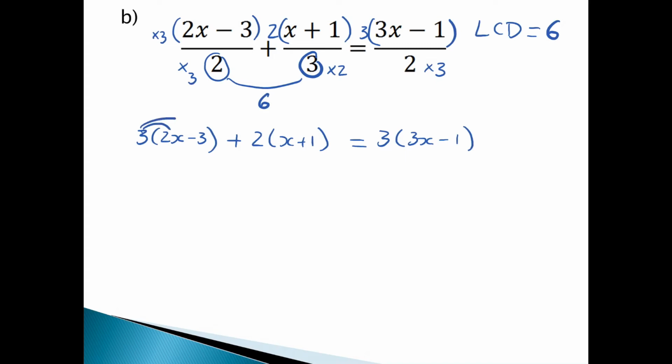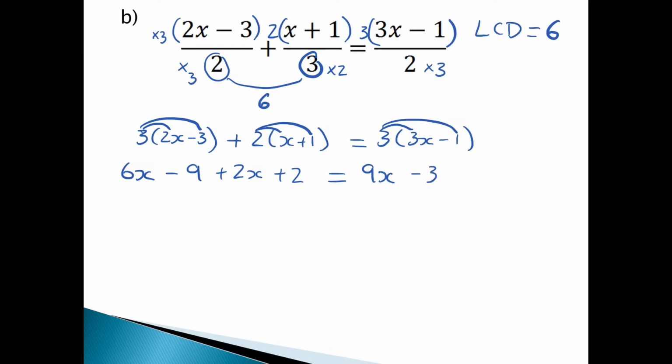So I'm going to distribute my 3 into the first bracket, I'm going to distribute my 2 into the second bracket, and my 3 into the last bracket. So 3 times 2x is going to give me 6x. 3 times negative 3 is going to give me negative 9. Then I'm going to have positive 2 times x, which is going to give me 2x. Then I'm going to have 2 times positive 1, which is going to give me positive 2. That's going to be all equal to 3 times 3x, which is 9x, and then 3 times negative 1, which is negative 3.